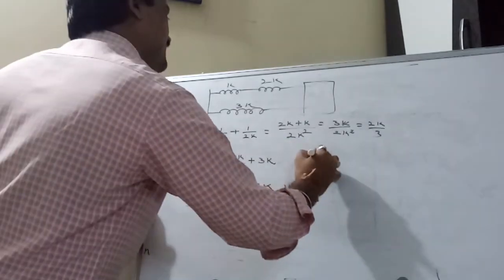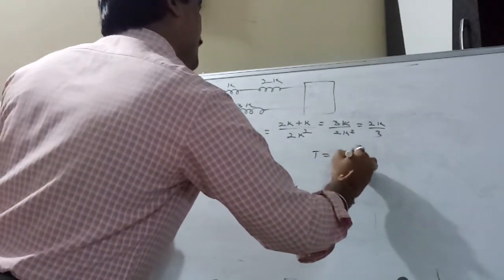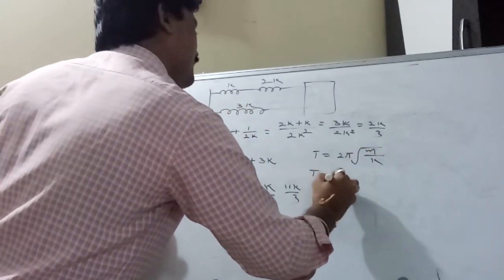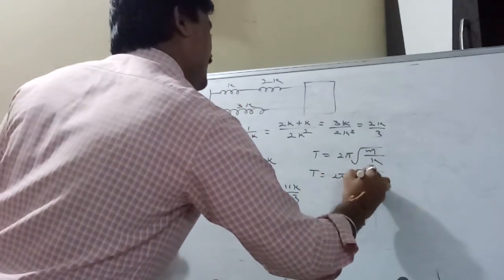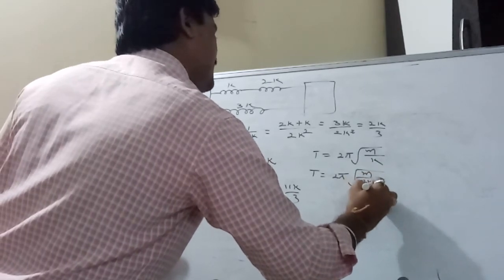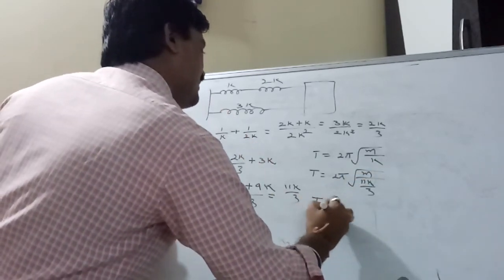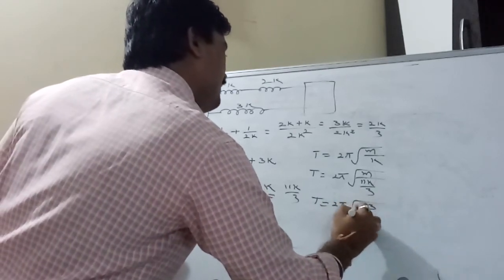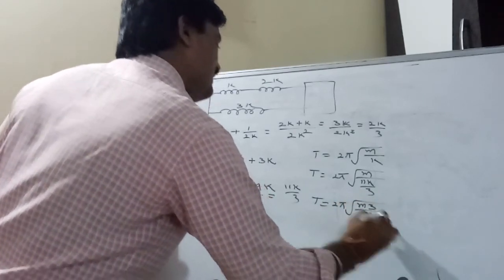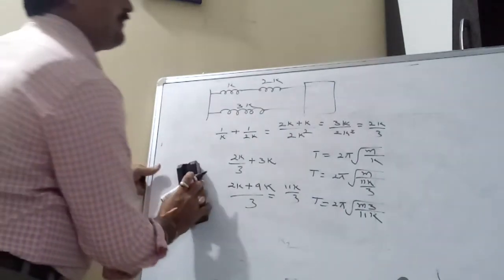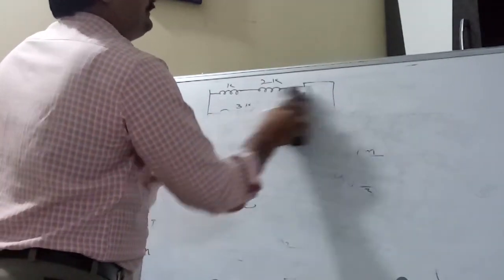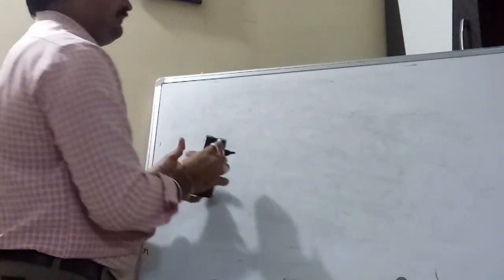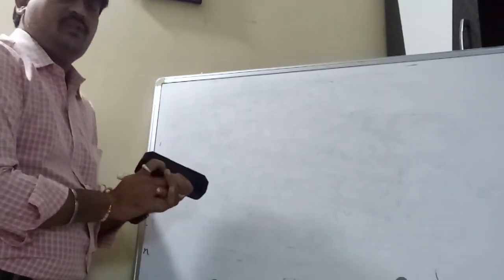The time period T is equal to 2 pi root m by K. So T is equal to 2 pi root m by (11K by 3). T is equal to 2 pi root 3m by 11K. Series combination done. Next video: simple pendulum.